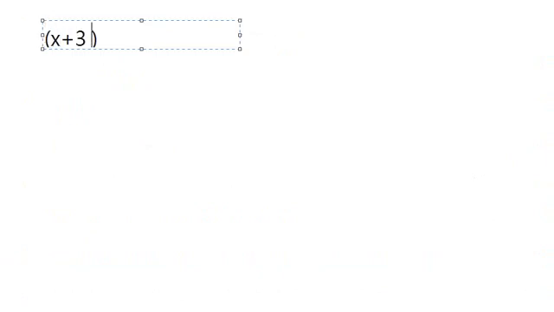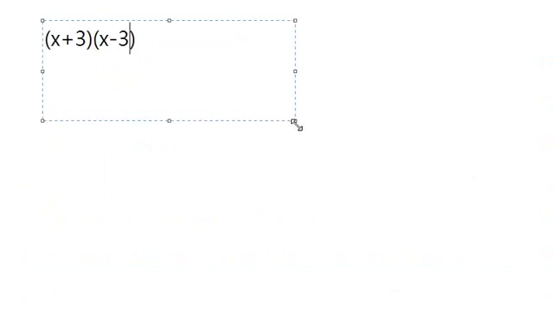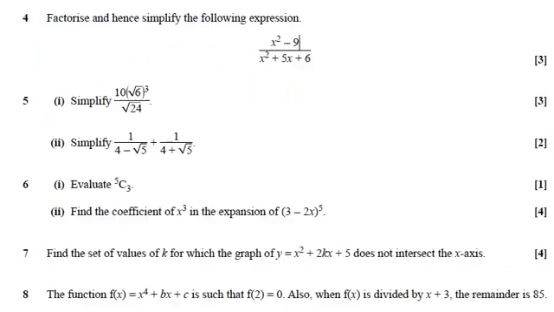x plus 3, nope, x minus 3. So this is the top term, the numerator. And now go to the denominator, x squared plus 5x plus 6. If you're good at this, you will know that it is made from 2 and 3. But if you're bad at it, then you need to practice how to factorize quickly.